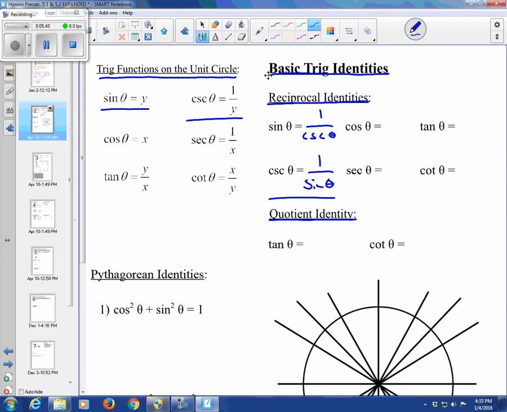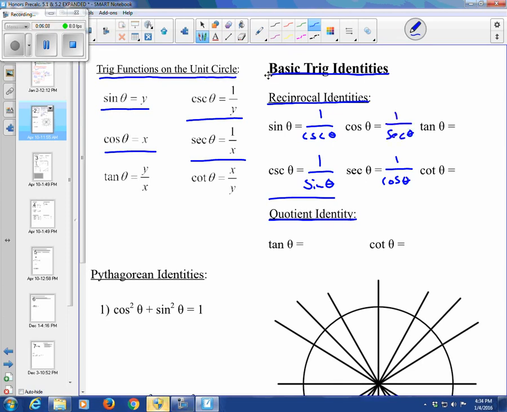Similarly, right here we can see that secant on the unit circle for an angle theta is 1 over x. We know that cosine is x, so we'd be able to define secant as 1 over cosine of theta. And right here, if we were to solve for cosine, we would get cosine as 1 over secant.